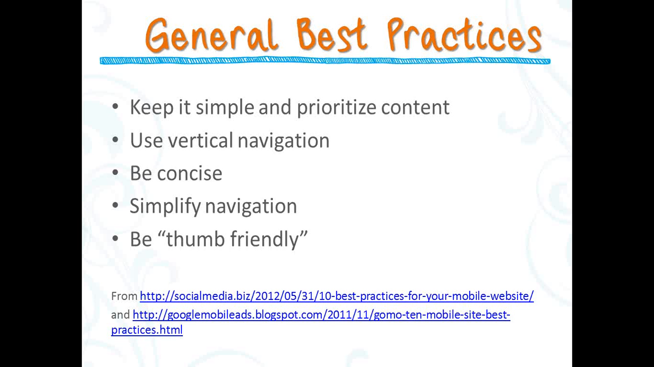It has a table of contents, it has navigation, it has search. So the best practices I wanted to mention are keep it simple and prioritize content, use vertical navigation, be concise, simplify navigation, and be thumb-friendly or finger-friendly. So now we'll take a look at how we can implement these best practices when single sourcing to mobile.